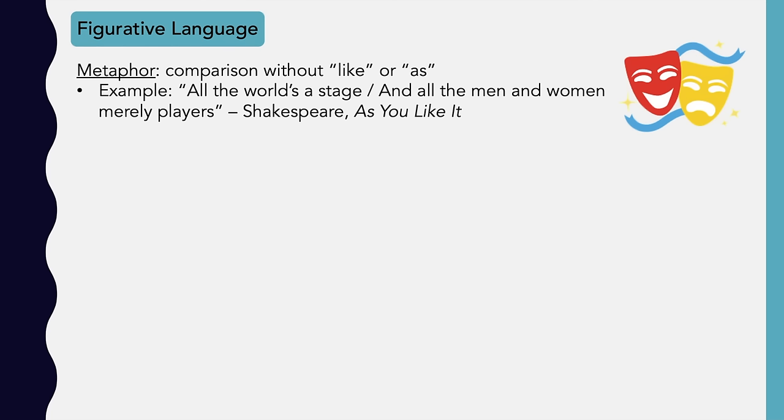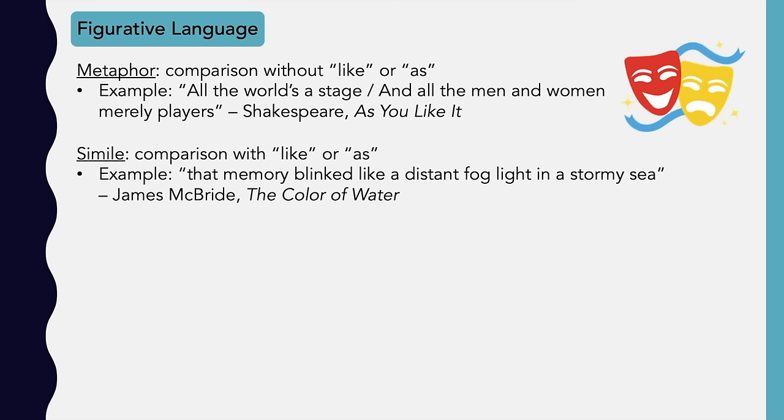lines. So the opposite of a metaphor would be a simile, which does compare multiple things using the words like or as. So for example, "That memory blinked like a distant fog light in a stormy sea." We can see here that in this piece of text from The Color of Water, a memory is distinctly being compared to a distant fog light, because the author has included the word like, which pretty much highlights that comparison really clearly.